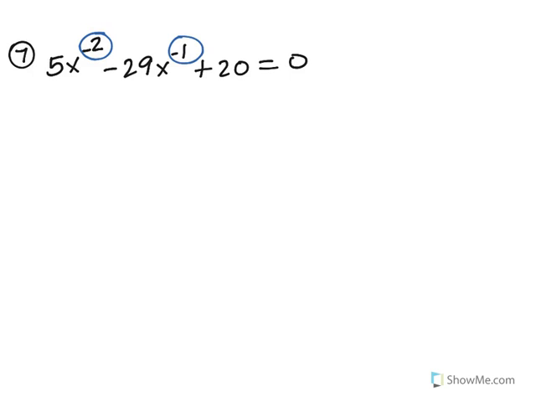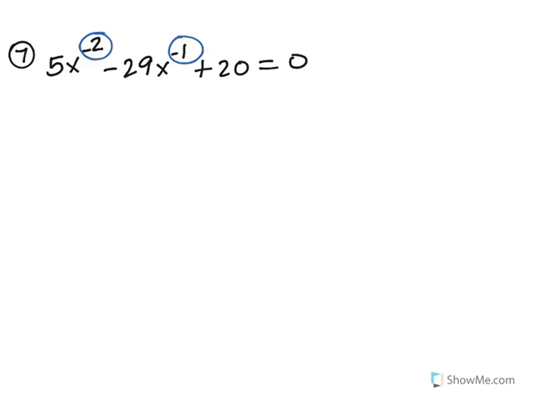Number 7, you have 5x to the negative second power minus 29x to the negative first power plus 20 equals 0. So this takes us back to 1.6, our others section. When we have negative exponents, it's still in quadratic form, meaning my second exponent is half of that first one. So I'm going to factor it to get my 2 answers.